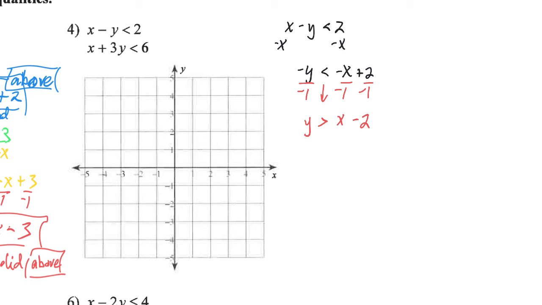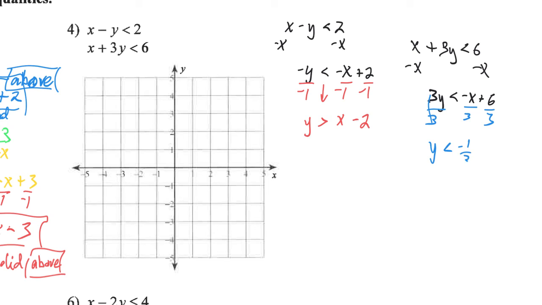So then the second one, I've got x plus 3y is less than 6. So I'm going to subtract the x. It's going to give me 3y is less than negative x plus 6. And then I'm going to divide by 3. So everything's going to get divided by 3. I have y is less than negative 1/3 x plus 2. The 1 comes from in front of the x there. Okay, so now I've got my two equations, and now I can graph them.